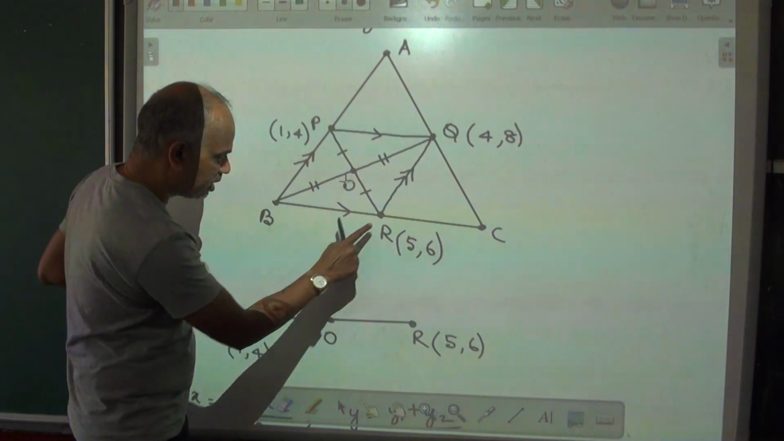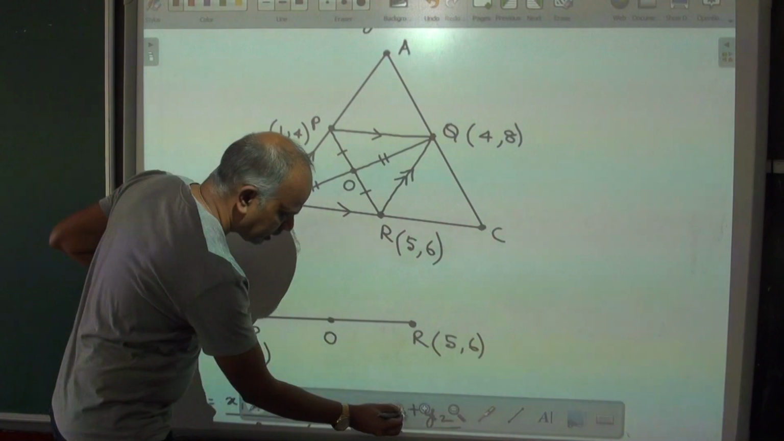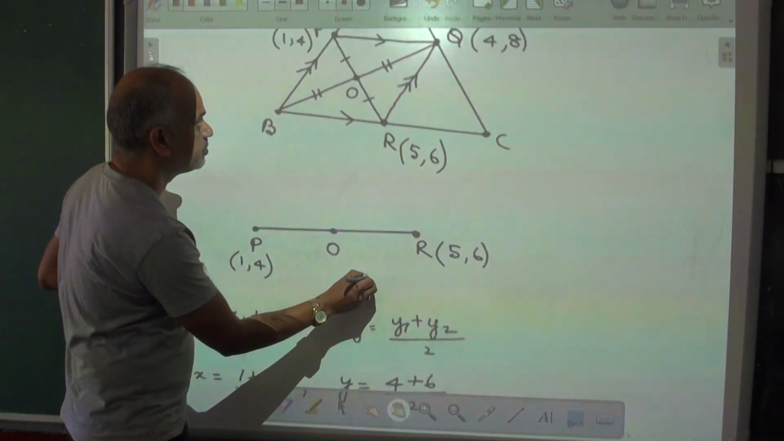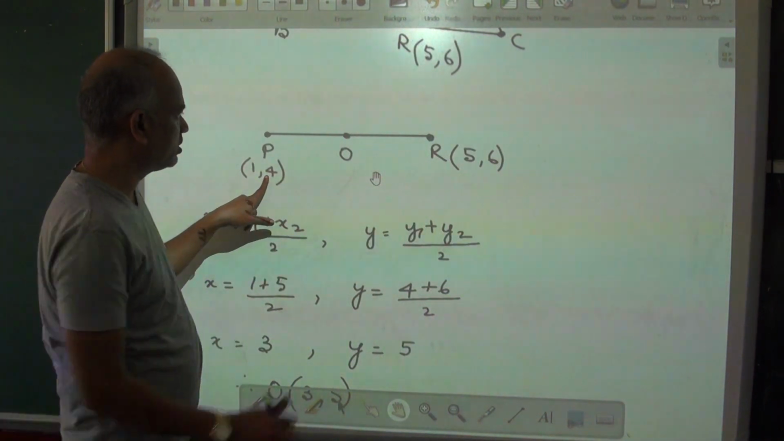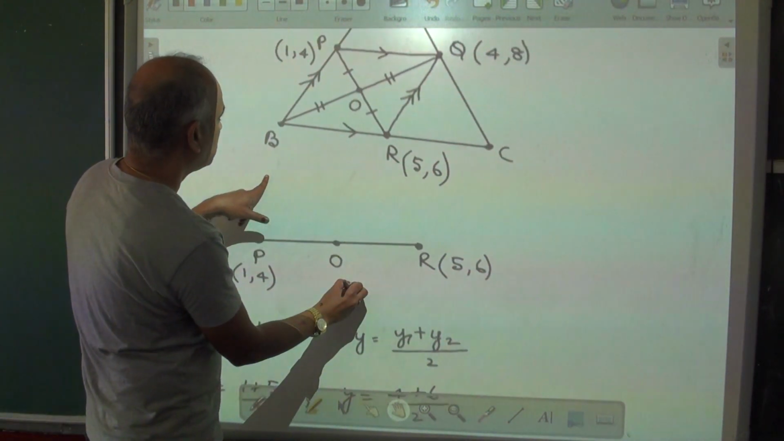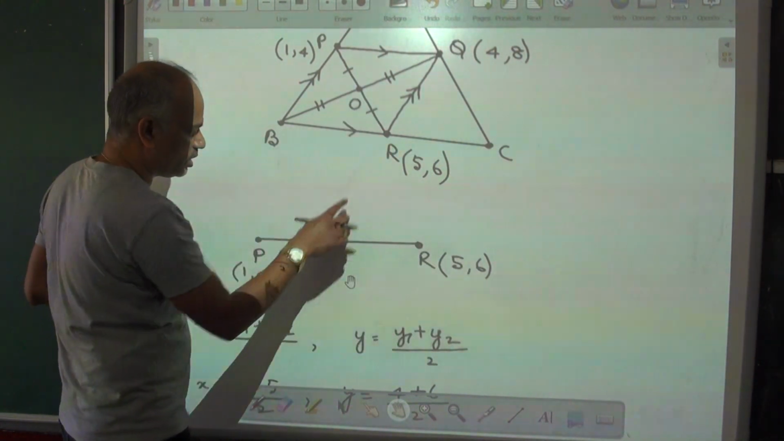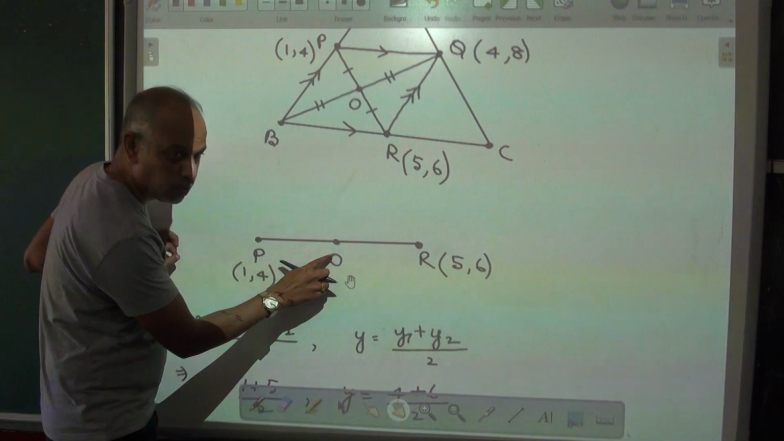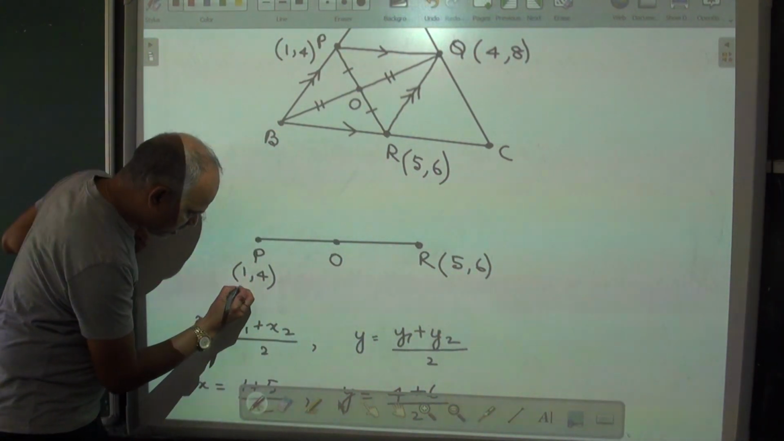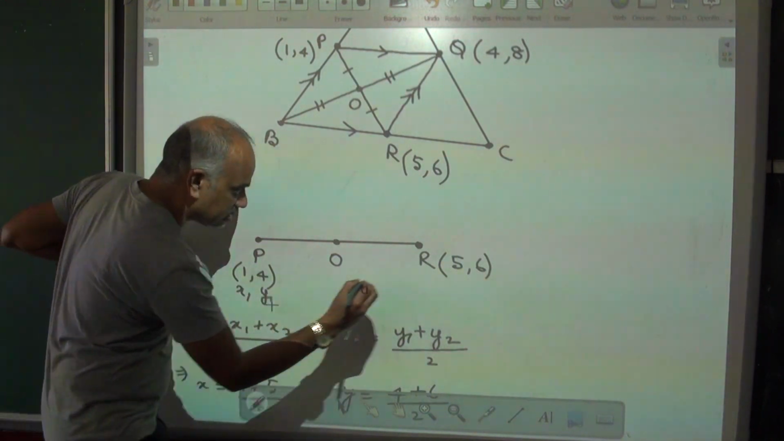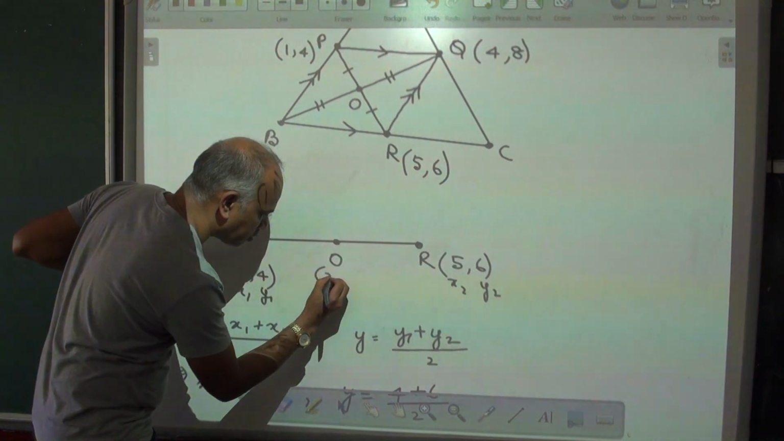P is one extreme point, R is the other extreme point, midpoint is O. P's coordinates were known, (1, 4). You can see if you want. P's coordinates are (1, 4). R's coordinates are (5, 6). O is what we are going to find, and O is the midpoint. So let's take this: this is x1, y1, this is x2, y2, and O is what you are going to find, so (x, y).